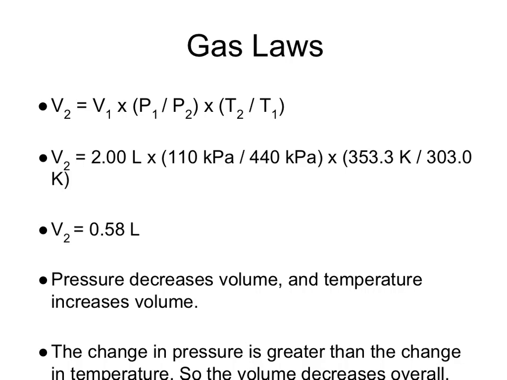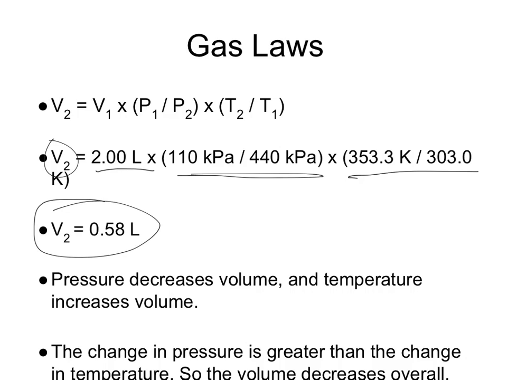And what you end up with is volume 2 equals 2 times 110 over 440 times 353 over 303. And you get a final answer of 0.58 liters. And the volume went down even though the temperature went up, because the pressure went up much more than the temperature did. Now normally when the temperature goes up, the volume goes up, and when the pressure goes up, the volume goes down. So you've got these competing forces.